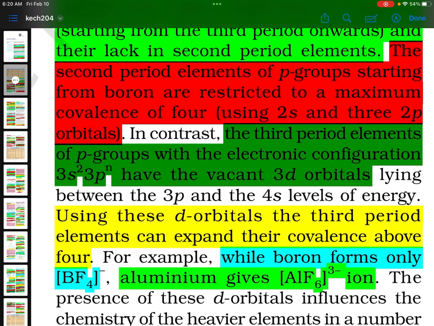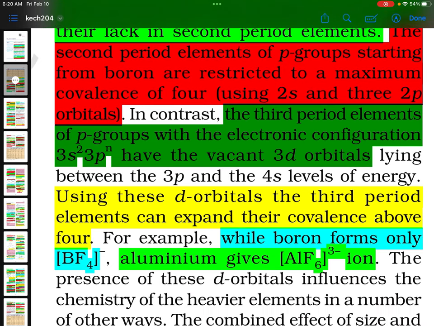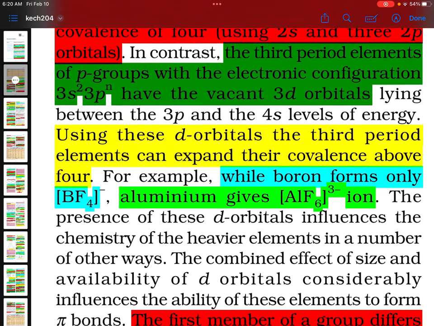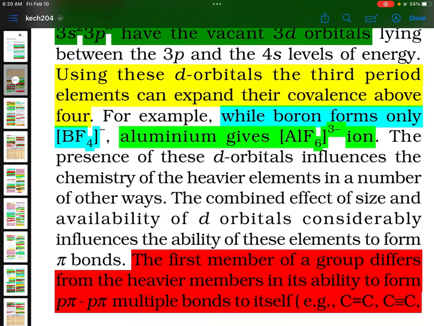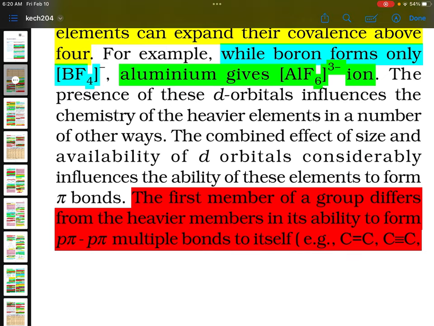Second period elements, maximum covalency is 4 only. Nitrogen maximum covalency 4, boron 4, beryllium 4, carbon 4, oxygen 3 only, fluorine 2 only. Boron BF4 minus, maximum covalence is 4, aluminium is 6. These are important. I just wanted to mention those lines which we are missing in our regular classes.